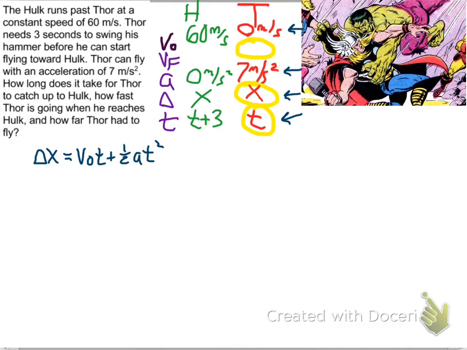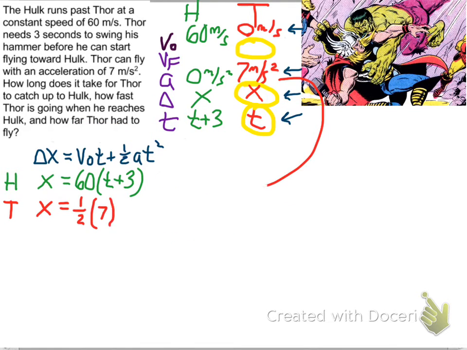So we can use delta x equals V0 t plus 1/2 a t squared. We put in the information that we have for Hawk. We know that Hawk's initial velocity is 60. Hawk's time is t plus 3 and has no acceleration. We put in Thor's information. We have x. There is no initial velocity. Acceleration for Thor is 7.